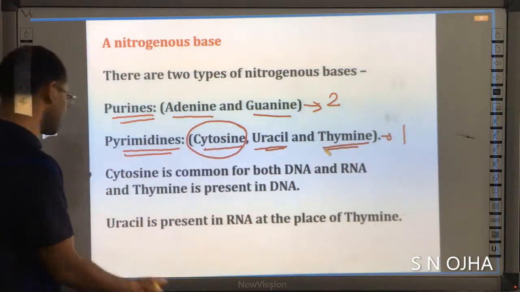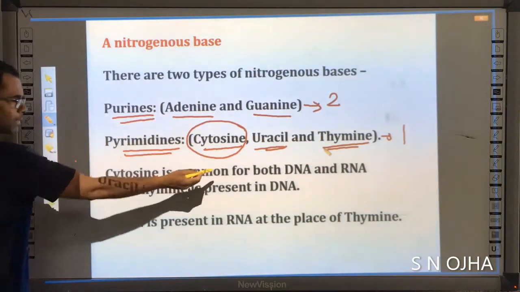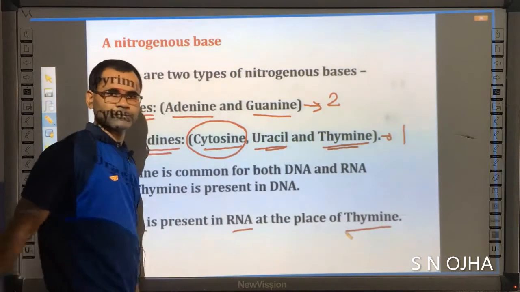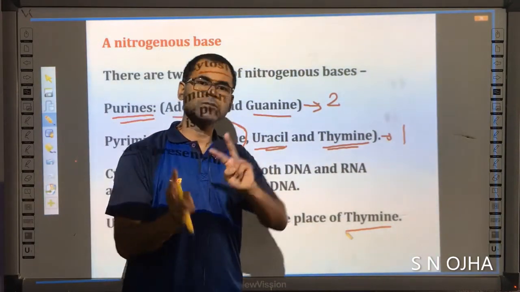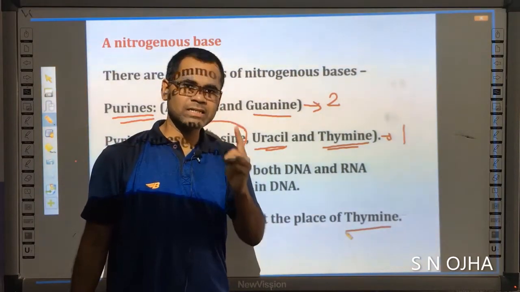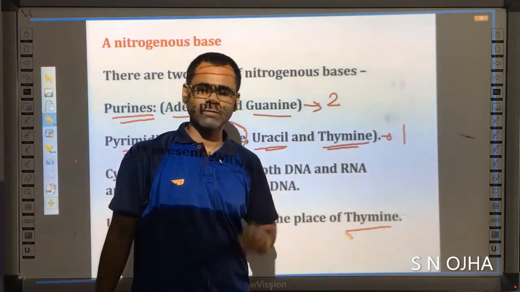Okay, so that's why it is written here that cytosine is common, but uracil is present in RNA in place of thymine. And this molecular structure change also imparts extra stability to the DNA. We will see how.